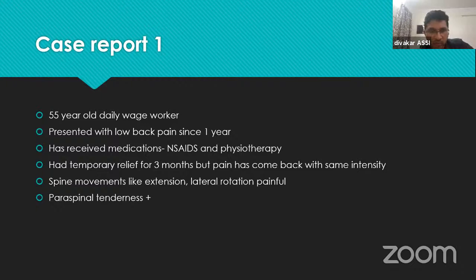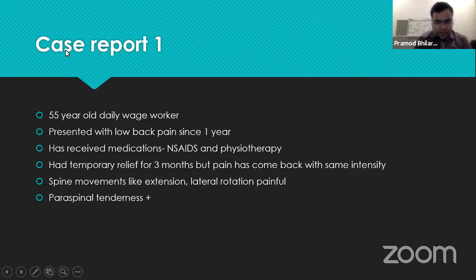We would go for a block. So you would prefer facetal block or medial branch block? Medial branch block. Dr. Billare, any investigations have been done in the form of an MRI or a CT scan? No, not yet.